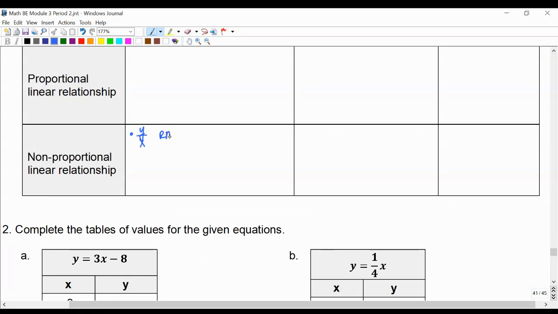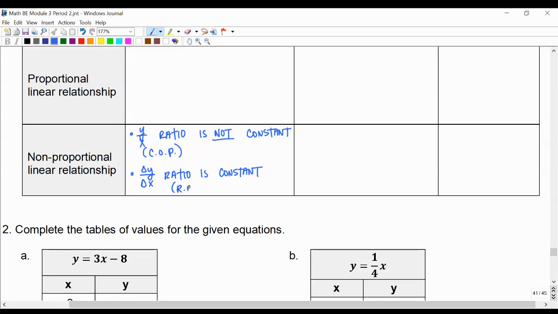over x ratio is not constant. This was what we referred to as our COP. So we're saying there isn't going to be a COP for this relationship. For non-proportional linear relationships, though, the tables do have a change in y over change in x ratio is constant, or that is constant.